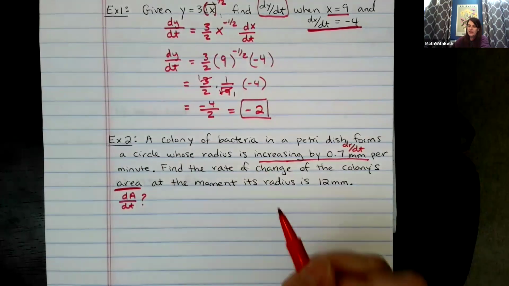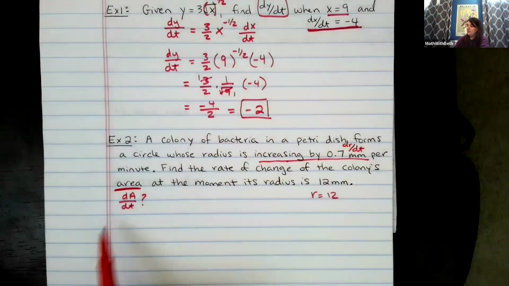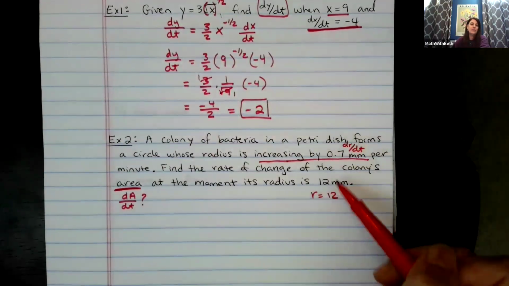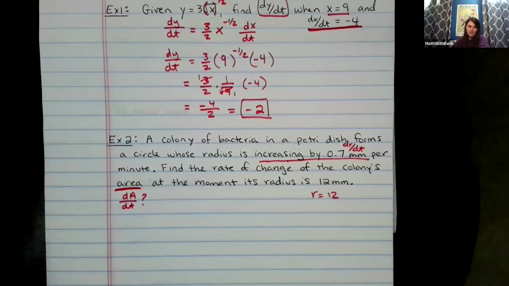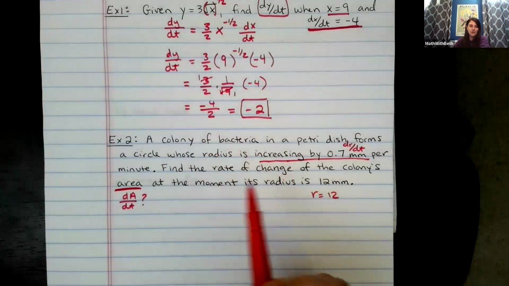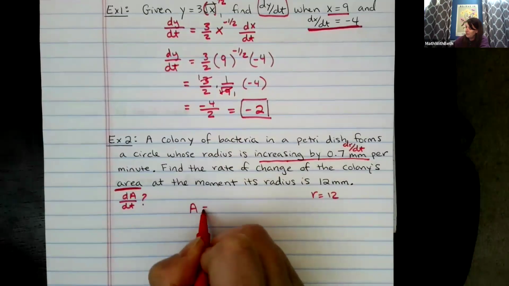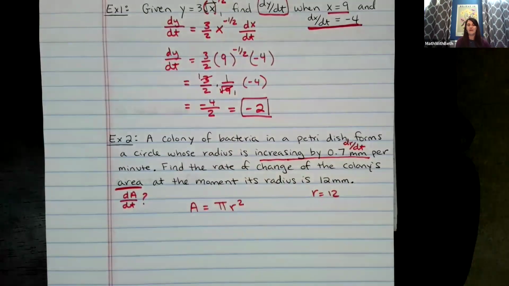At the moment, its radius is 12. So this is similar to the last one where we're trying to find a certain rate and they've given us some of the numbers we're going to be able to plug in. The only problem is they did not give us an equation to start with. But we should know it because they're talking about a circle and they're talking about its area. So you should hopefully remember that the formula for the area of a circle is pi r squared.